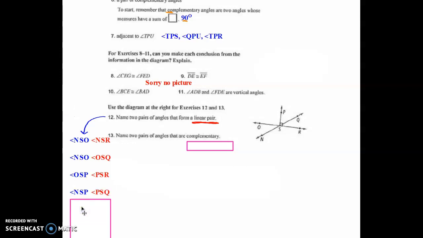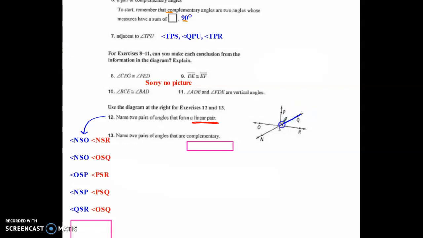Let's go down here. NSP. This angle, let me make that blue. And the other angle, PSQ. I should do that in red so you can see the color difference. And notice they make a straight line. Perfect. They are a linear pair. All right, let's scroll down. There's more.